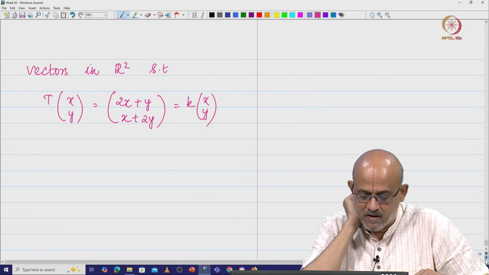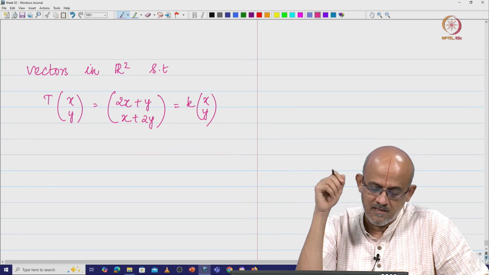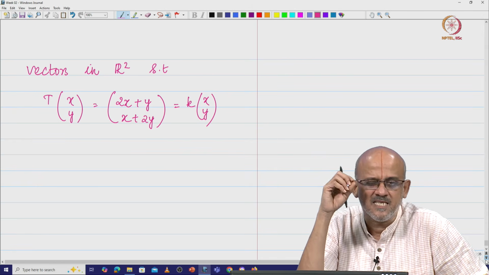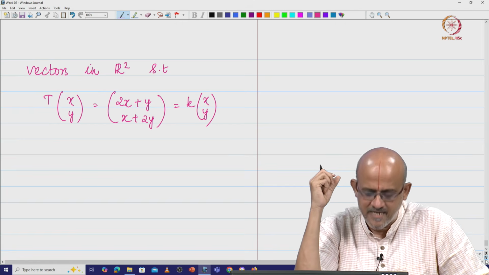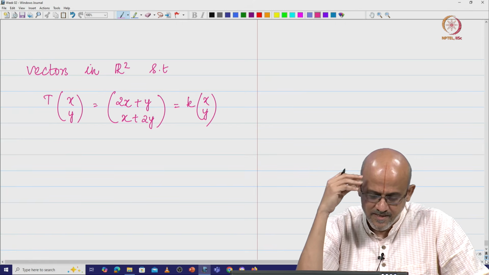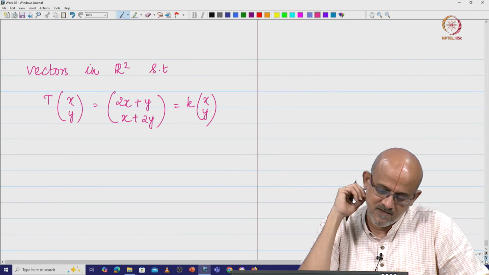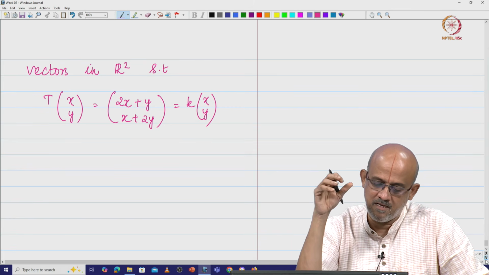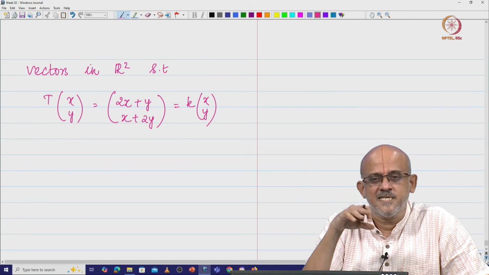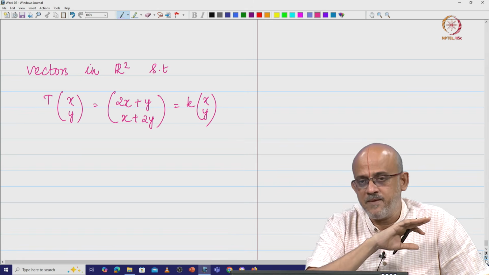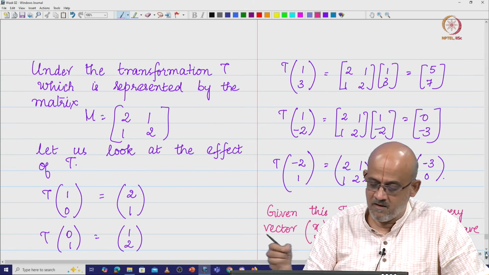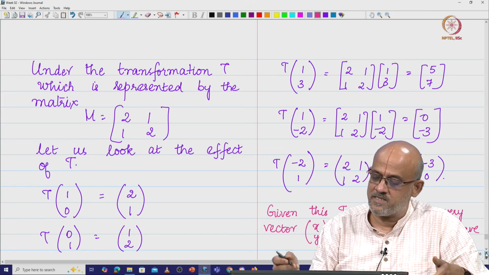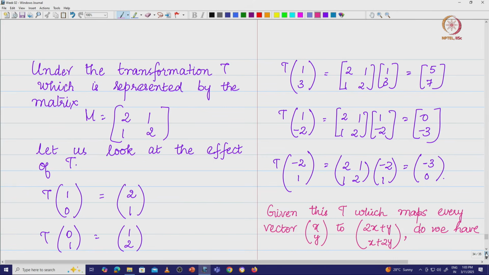Can we ask for vectors for which the result of the transformation is nothing but a scalar multiple of the input vector? That means, can I have directions or vectors for this specific transformation such that the transformation results in just scaling? The transformation does not change the direction, unlike the vectors that we had. We took the vectors (1, 0), (0, 1), (1, 3), (1, -2), (-2, 1). We took all these vectors, and the direction seems to be going somewhere else.